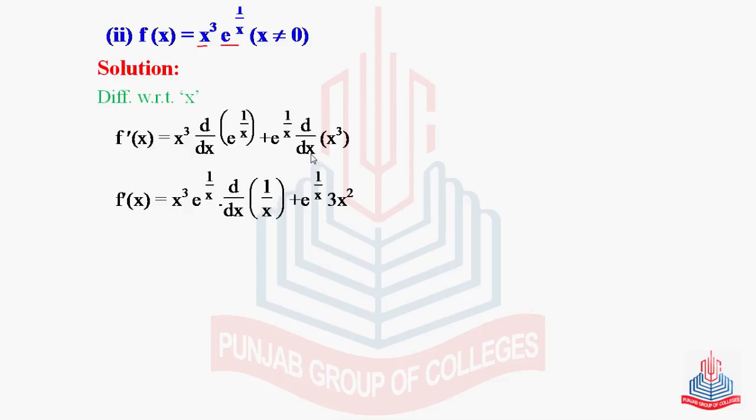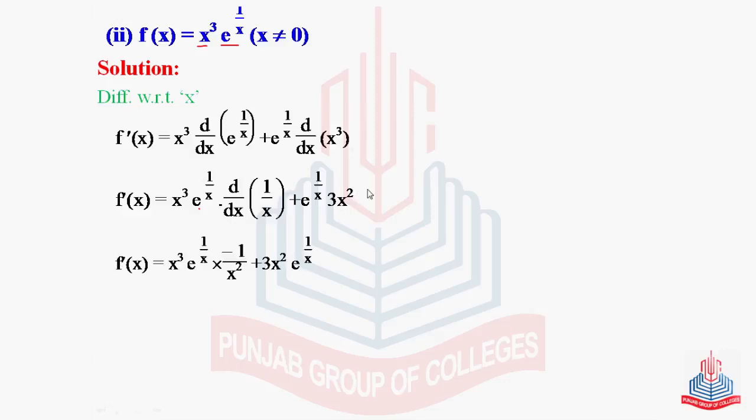Now the next step: f prime of x is equal to x cube as it is, times the derivative of e raised to the power 1 over x. As we discussed in our previous part, in our formula, the derivative of an exponential function is e raised to the power 1 over x as it is, and then the derivative applies on the function appearing in the exponent. So that will become e raised to the power 1 over x, times the derivative of the power function, which is 1 over x, plus e raised to the power 1 over x as it is, and the derivative of x cube will be 3x square, simply using our power formula.